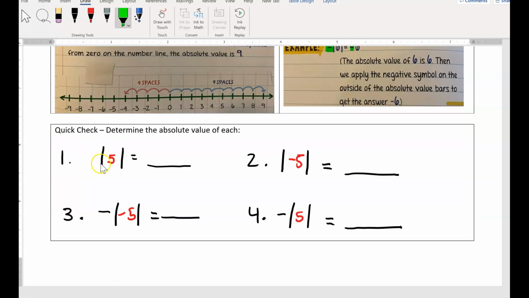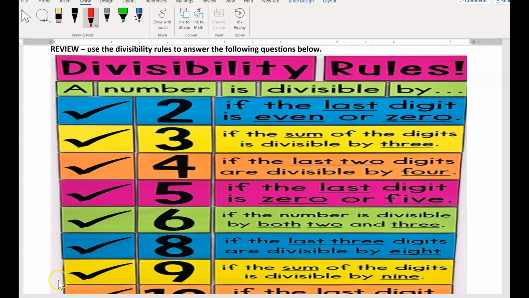Let's do a quick check. What is the absolute value of 5? What is the absolute value of -5? It is still positive 5 because remember, absolute value is just distance from zero. Now, what is the opposite of the absolute value of -5? That is indeed -5. Remember, if the negative sign's on the outside, then your answer will have a negative in it. Number 4 is the opposite of the absolute value of 5. Again, that's -5.